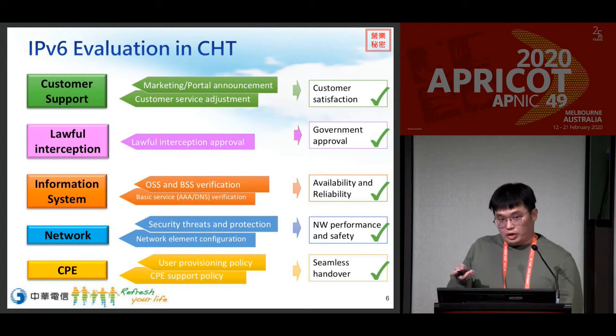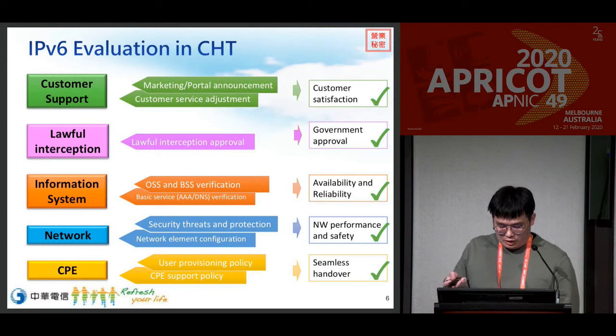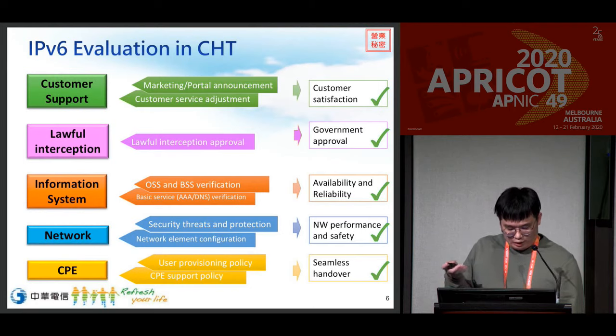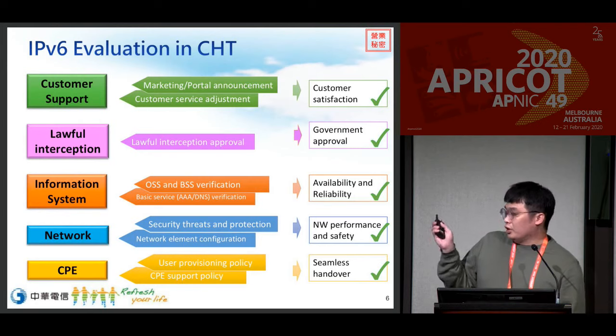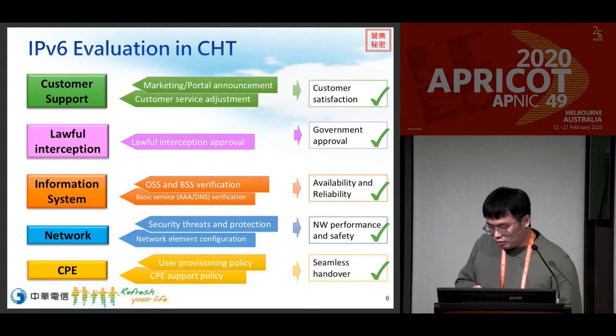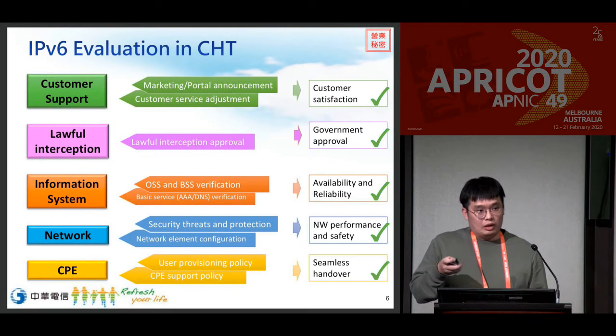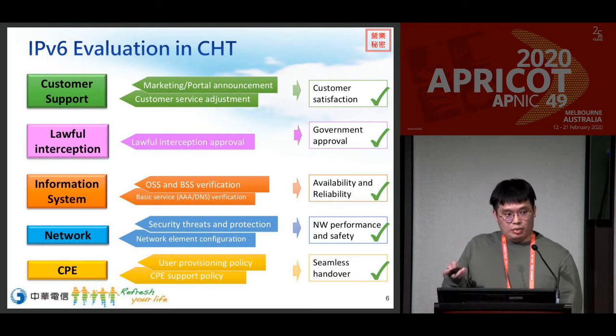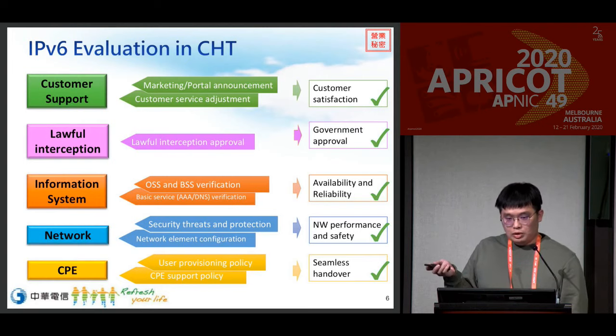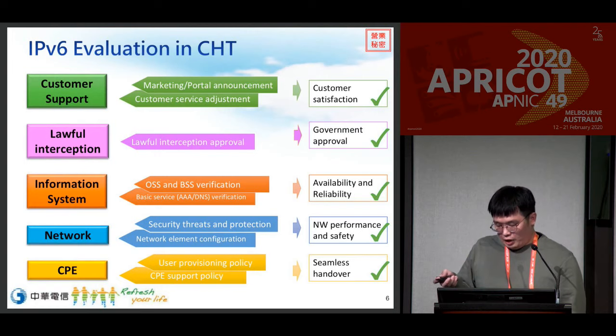And for the network, we do lots of things about the security. Do the filterings for the awareness, malware, some kind else. And the most difficult is for the CPE. We have to let our customer know which type of CPE is workable. They don't know why they cannot use V6 at the beginning. So we have to train, we have to tell them how to seamless hand over for that.